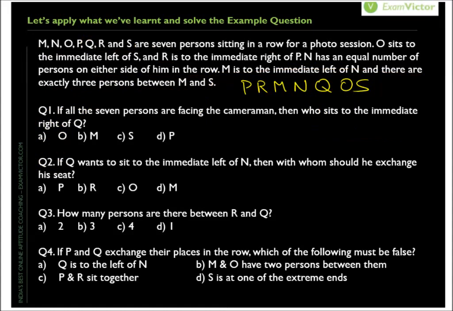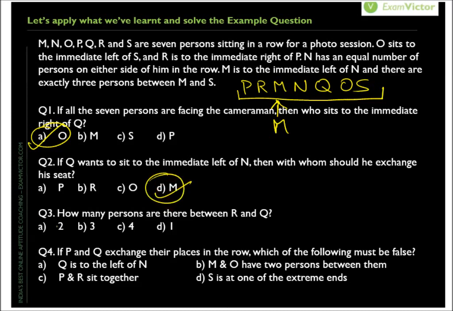Alright, so I've just copied the order onto this page just to make it simpler for us. Now question 1, if all the 7 persons are facing the cameraman, who sits to the immediate right of Q? Simplicity itself, the answer is O. So A is the right answer. If Q wants to sit to the immediate left of N, then with whom should he exchange his seat? To the immediate left of N is M. So the answer is M.